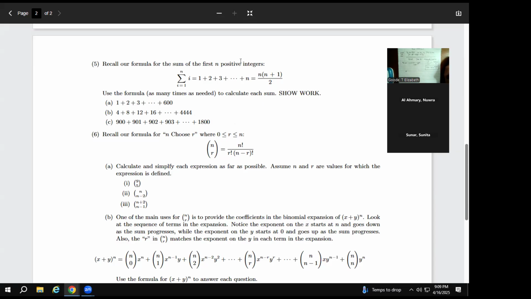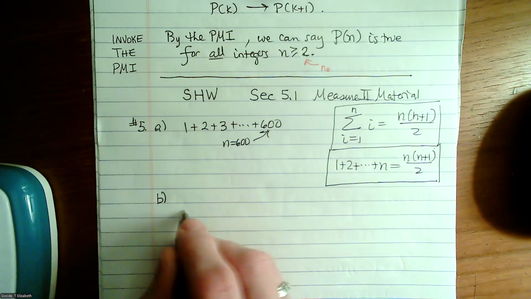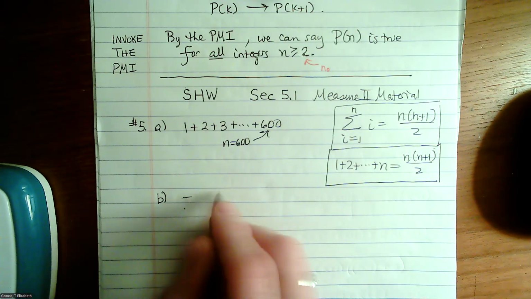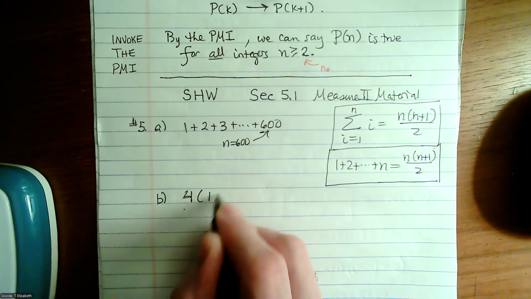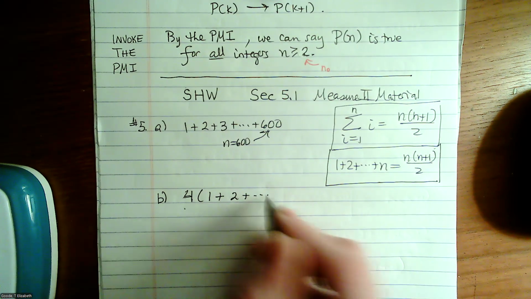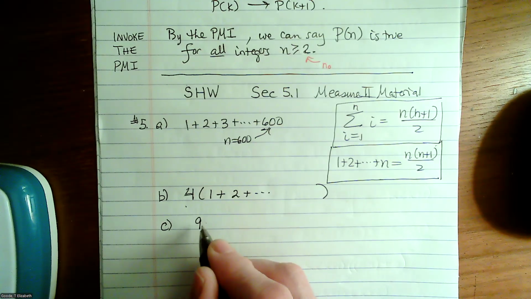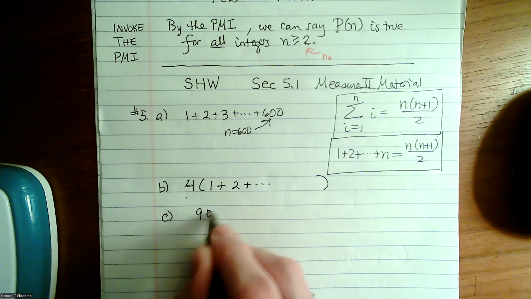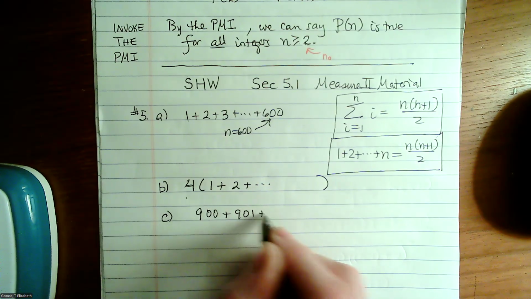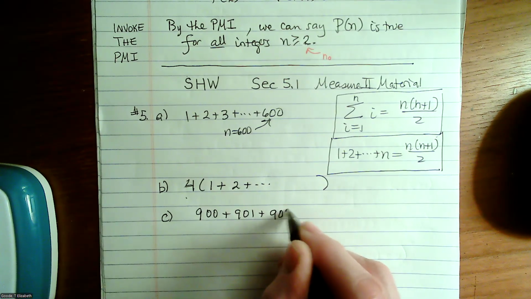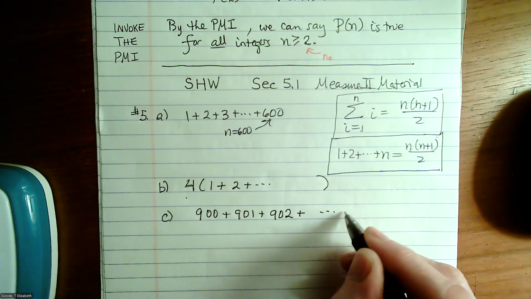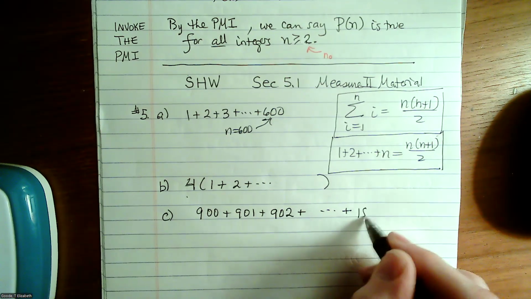Okay, let's look at C. C is easy, right? You just pull out a 4. But C starts at 900? Yes, 900, 901, 902, something like this. How far does it go? Up to 1800, something.